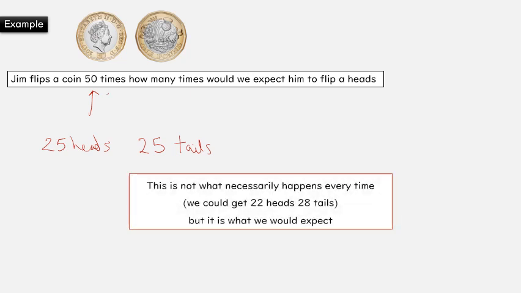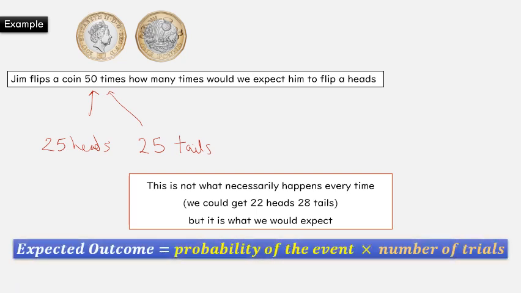We would expect it to be 25 heads, 25 tails, but realistically, when we do it, we may get maybe 22 heads and 28 tails. It's not always going to end up like that, but we know the rough number is going to be about 25. How have we got to 25? We've used this formula here. Our expected outcome equals the probability of the event times the number of trials. Number of trials just means how many times did we do the event?